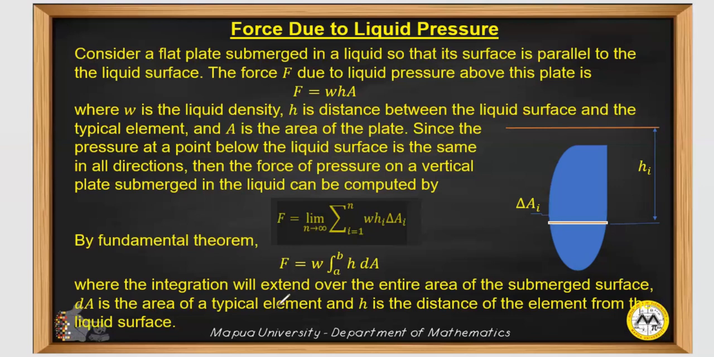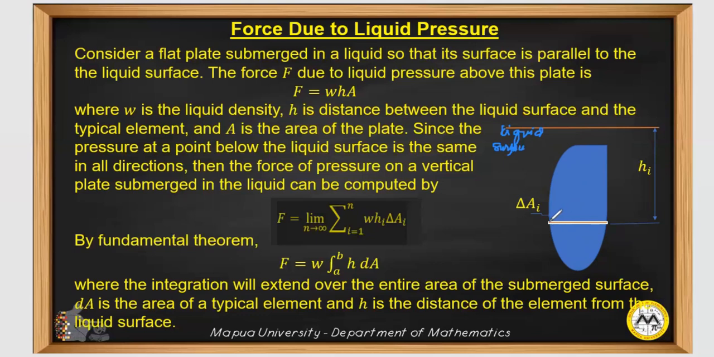So dA is the area of the typical element, and H is the distance of the element from the liquid surface. If we consider this horizontal line as the liquid surface, we are going to consider this as the vertical element submerged in the liquid. We are going to divide the element into rectangles, the typical elements, which are rectangles.